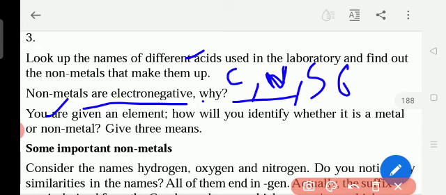And then, metals are lustrous, that means they shine. But non-metals are non-lustrous, they don't shine. So by looking at the properties, we can say which is a metal and which is a non-metal.